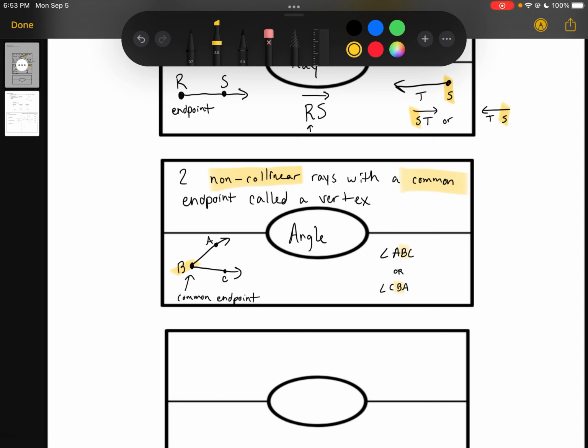So no other options there. B has to be in the middle. So if you don't have your common endpoint in the middle, you will get that angle wrong. So very, very important that common endpoint does, in fact, occupy the middle.